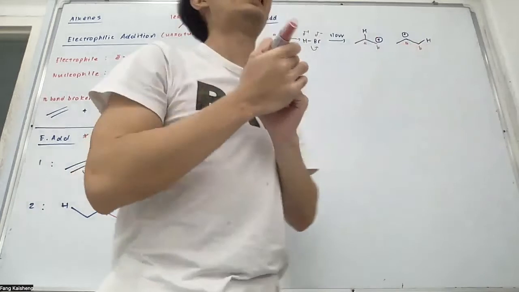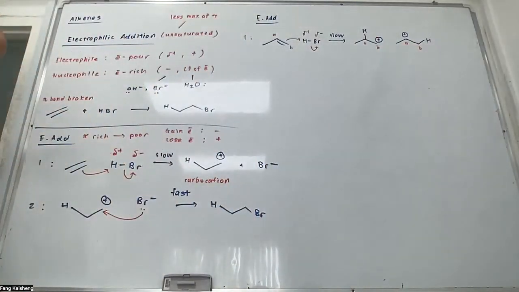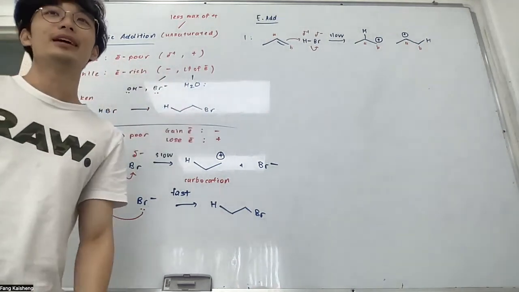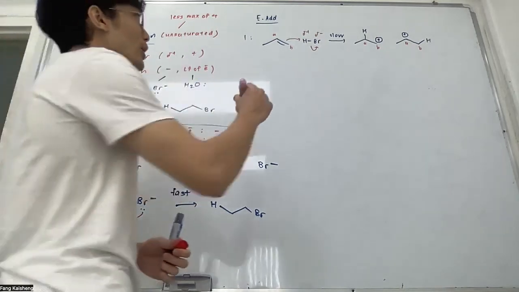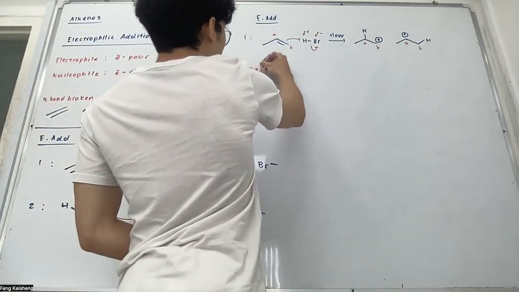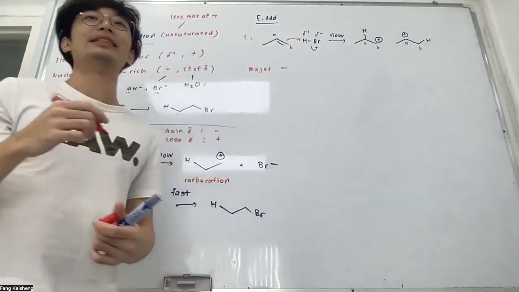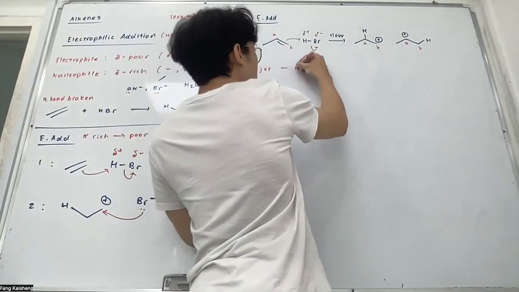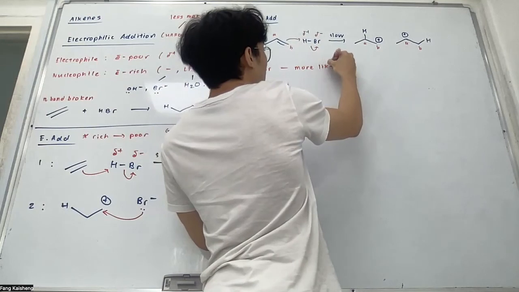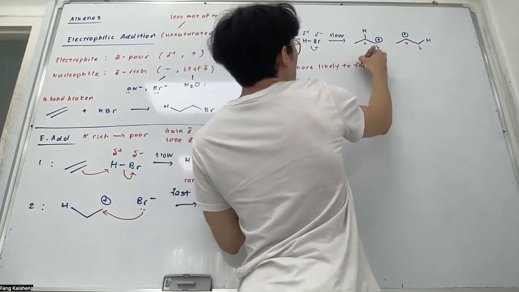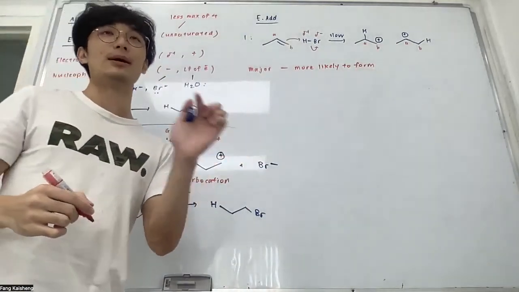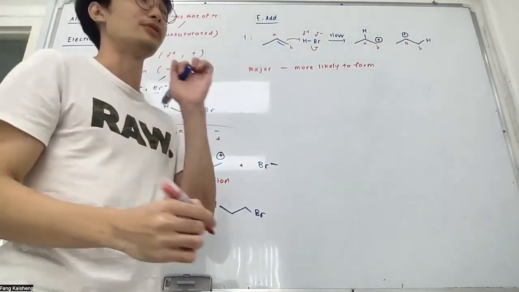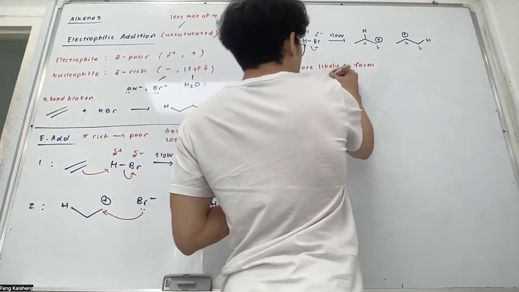We didn't really go through this idea in your A-levels, so this one's quite important also. You all notice that they're not the same thing. So our job here is to determine the major product. What on earth is the major product? It's the product that is more what? It's the product that's more likely to form first. The product that's more likely to form is the major product. And a product that is more likely to form is a product that's more stable, which is what you mentioned just now. So let's discuss this.